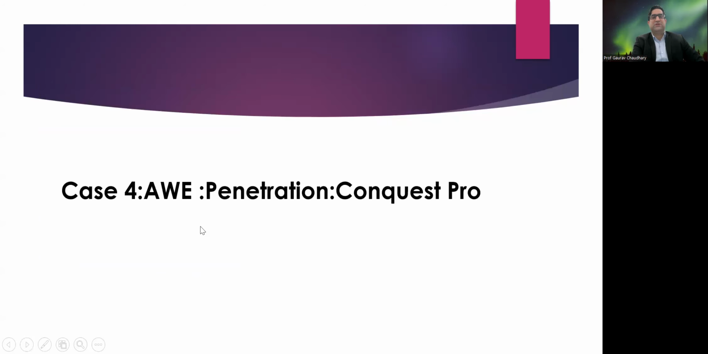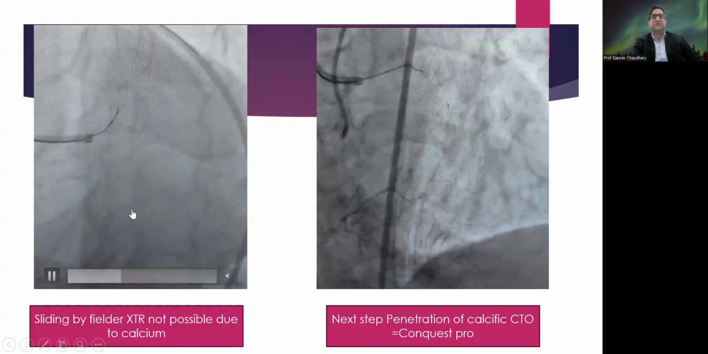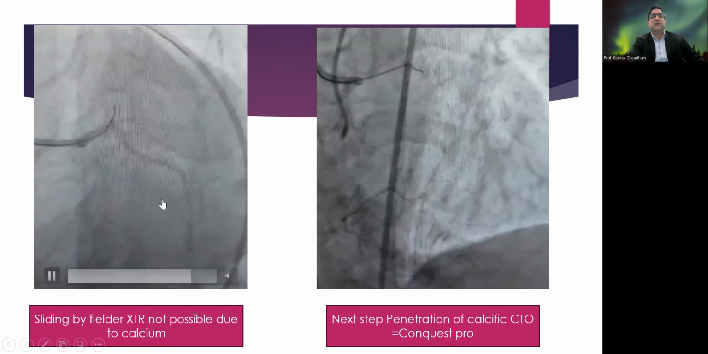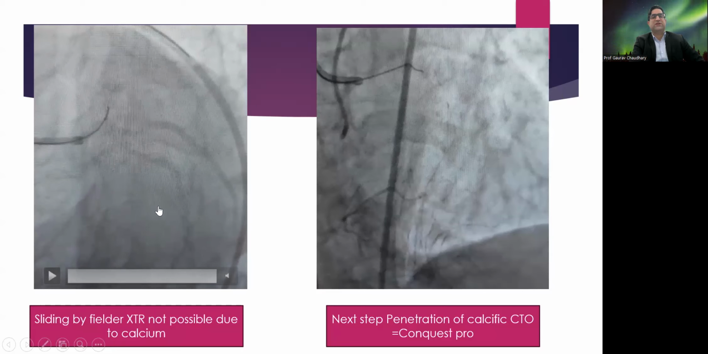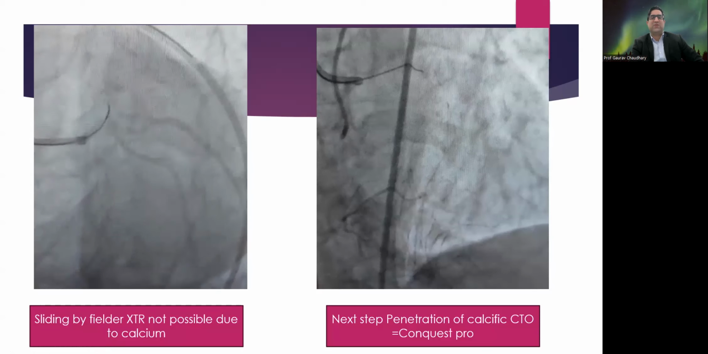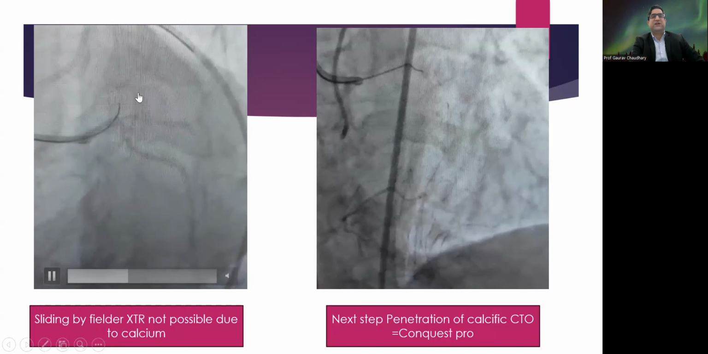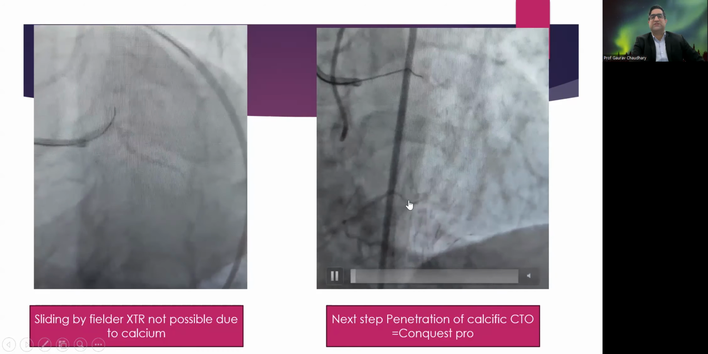And coming on to this case of a stable angina in which the Conquest Pro wire helped. So this is the particular case of LAD ostial CTO. We could see there is a stump, and we tried first with, as usual, the sliding wire, the Fielder XTR wire, but it was not making a headway because there was a lot of calcium we can appreciate in the left caudal view. So it's a calcified CTO.